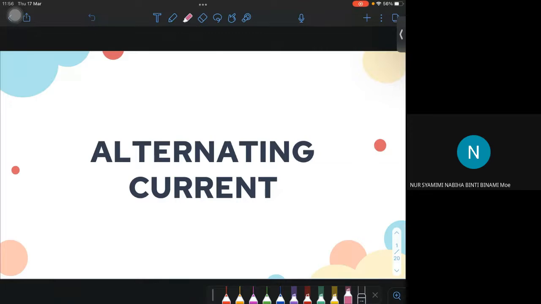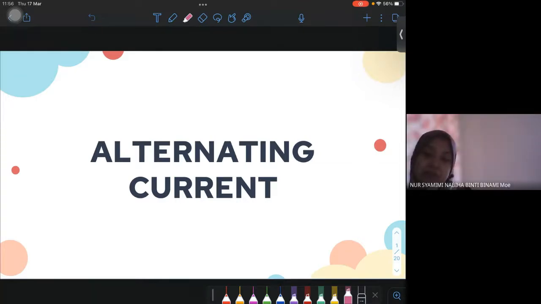Sebenarnya agak ramai tak masuk kelas saya. Sekarang 90. 90 sampai 9. 10 orang. 10 orang tak masuk.